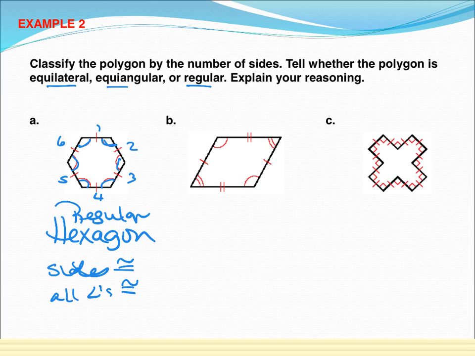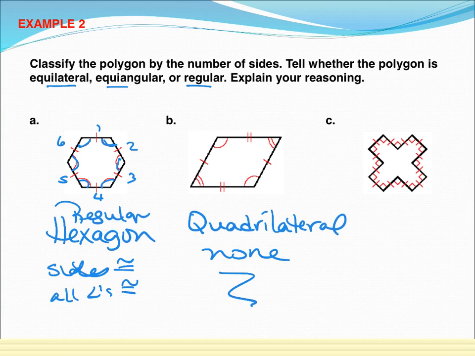Example B, what kind of figure is that? How many sides do you count? Count 4, right? Making it a? Quadrilateral. Beautiful. Quadrilateral. Now, notice if we go to look at our angles, they don't have all the same markings, and neither do the sides. So this one is not going to be equilateral. It's not going to be equiangular or regular. Okay, so this one is none. It's not any of the three.